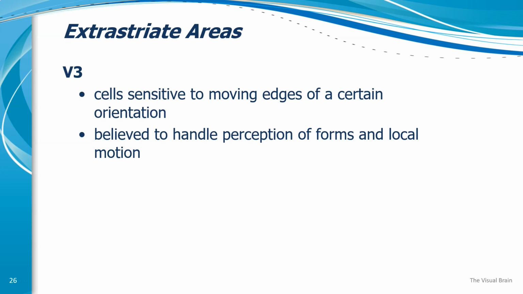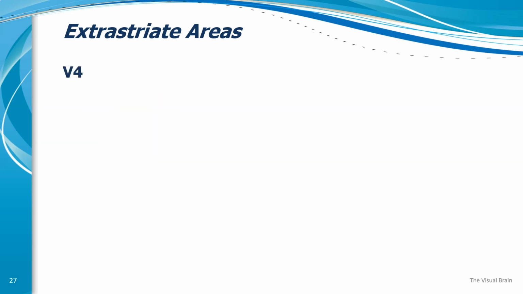Global motion would be if you are looking out the side of a vehicle as the vehicle is driving, everything is moving across your retina. Local motion means mostly everything is stationary, but there's one little thing moving around, potentially. After going to area V3, projections go to the temporal lobe. The next area is, yeah, you guessed it, area V4.